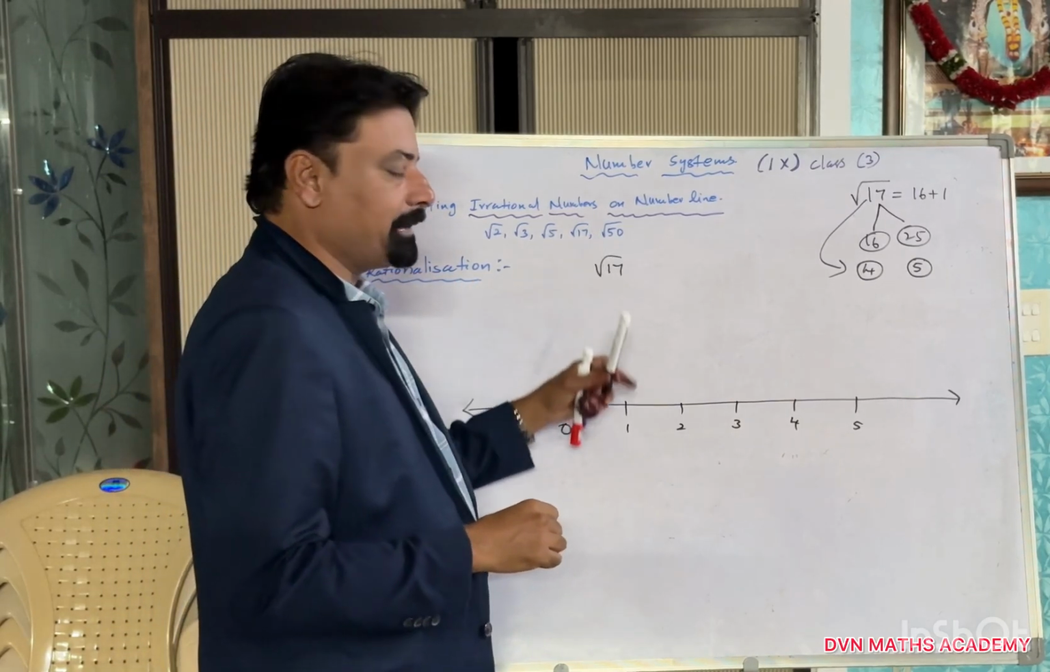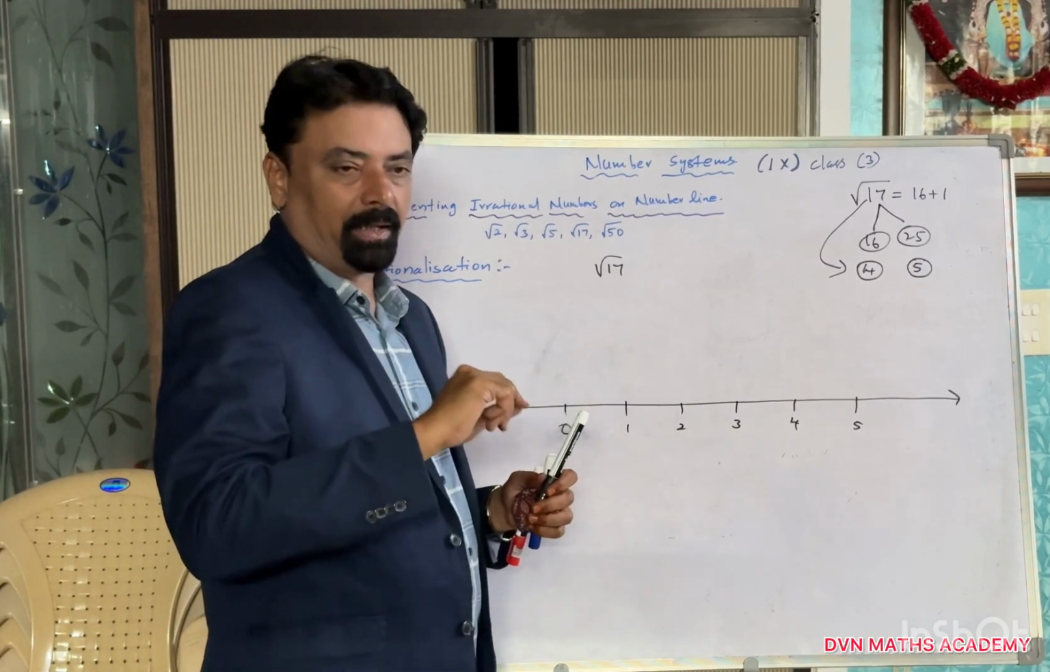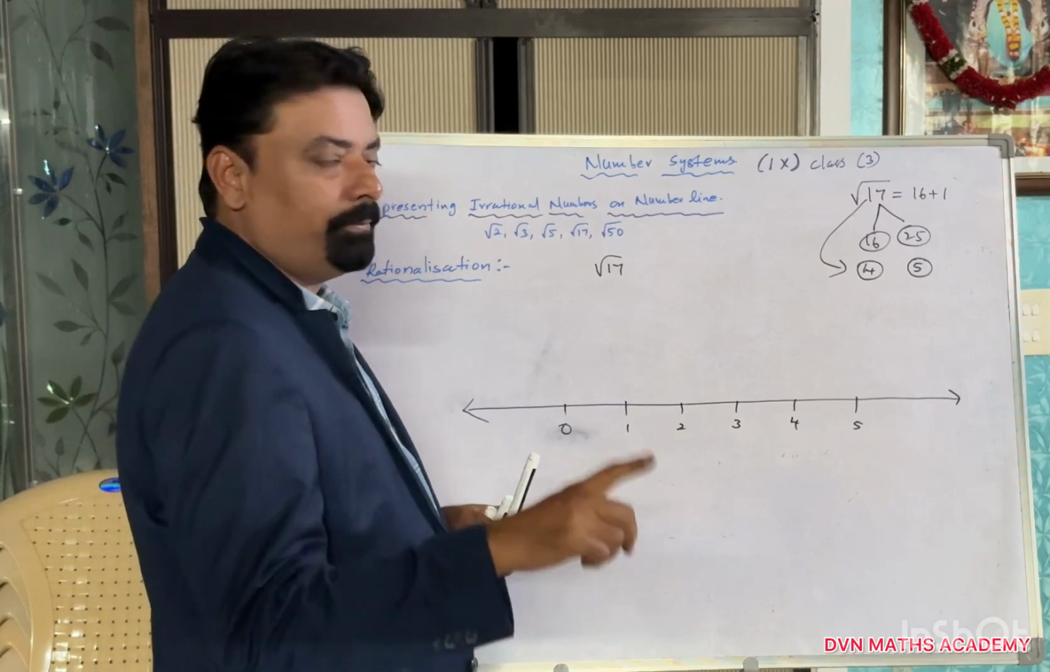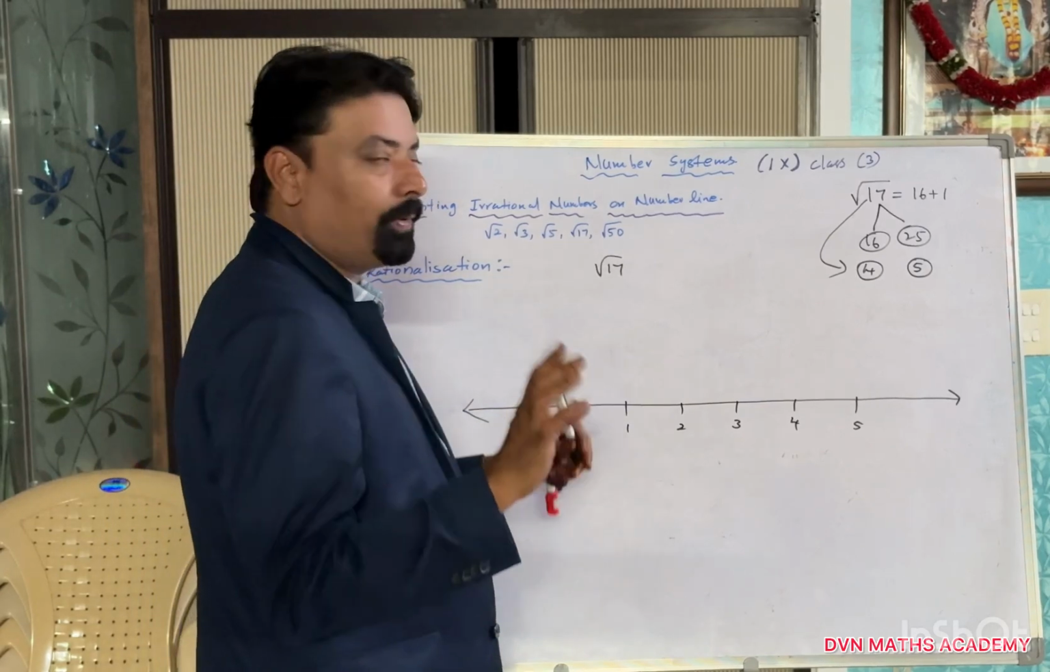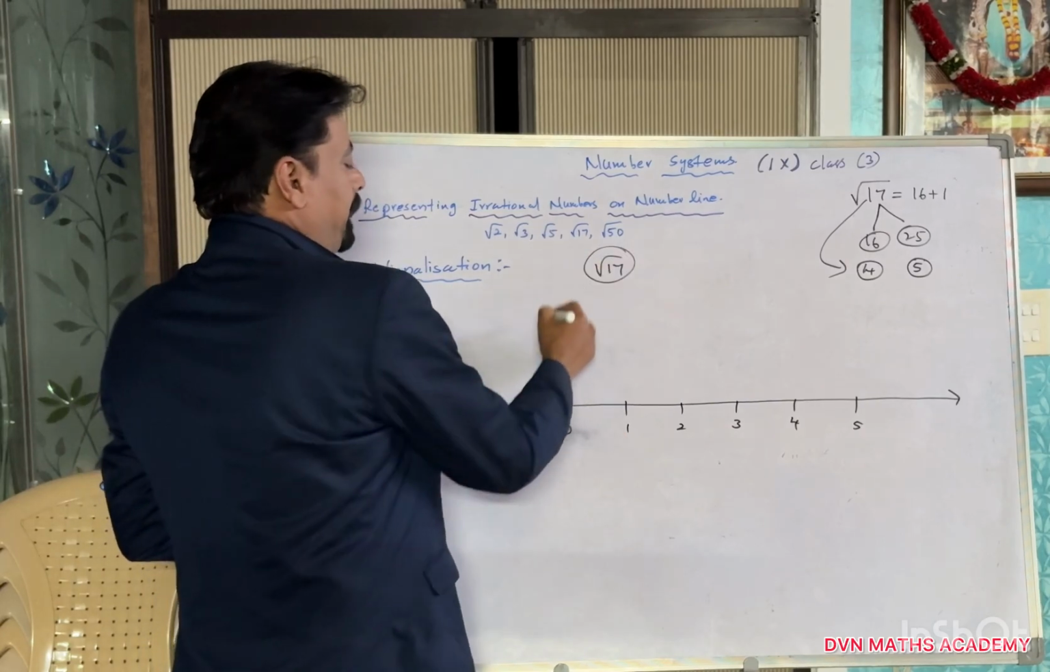While doing this construction, you are required to use your geometry box. You should not draw a rough diagram. If you draw a rough diagram, you won't get marks. So this is a pure construction part. So what I am doing here, I am representing root 17 on the number line.